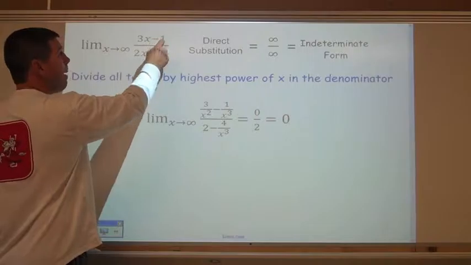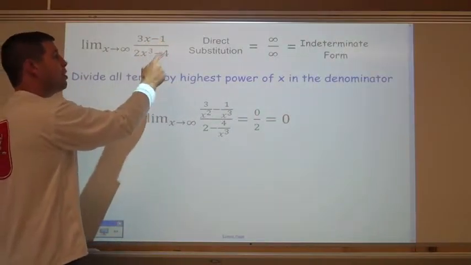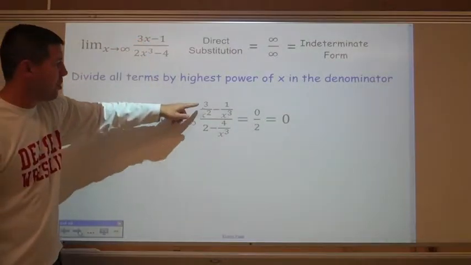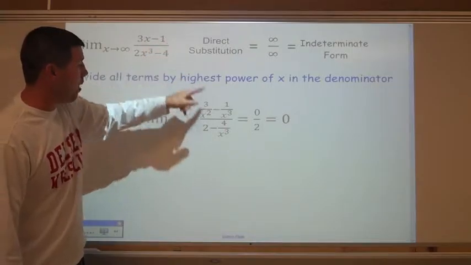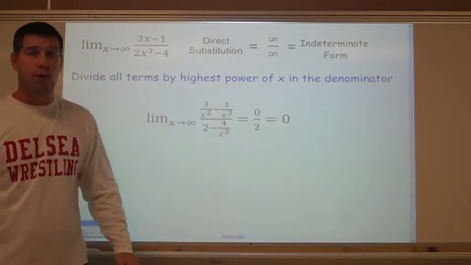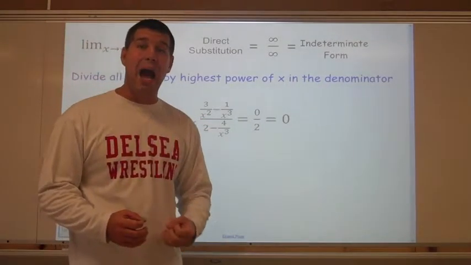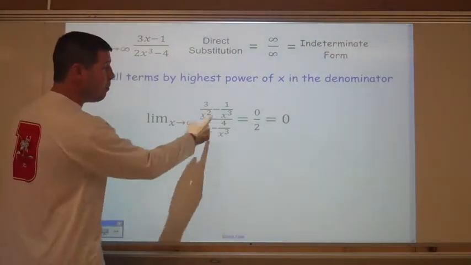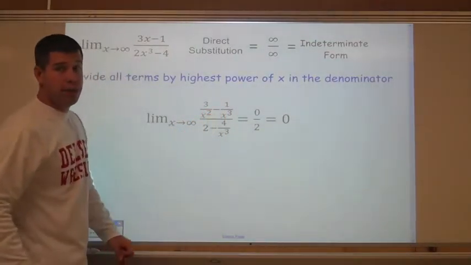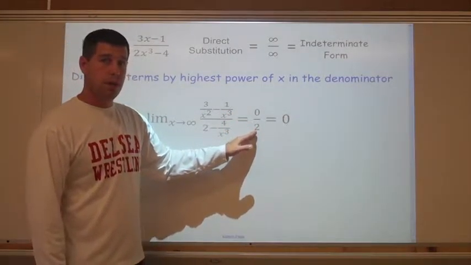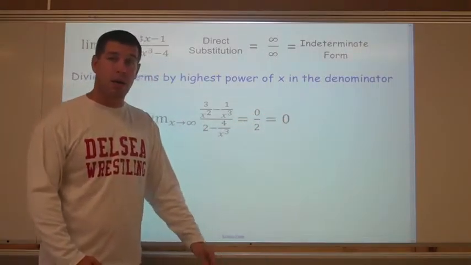3x over x cubed minus 1 over x cubed, 2x cubed over x cubed minus 4 over x cubed. Well, one of these x's will cancel, I should say. So you get 3 over x squared minus 1 over x cubed, that stays. The x cubes cancel here, so you're left with 2 minus 4 over x cubed. Now you have an equivalent form. Now insert the value you're approaching. As x goes to infinity, 3 over x squared goes to 0, 1 over x cubed goes to 0, so your numerator is going to be 0. Your denominator, the 2 stays, 4 over x cubed goes to 0, so you're left with 0 over 2. So 0 over 2 is a number, and you get 0.